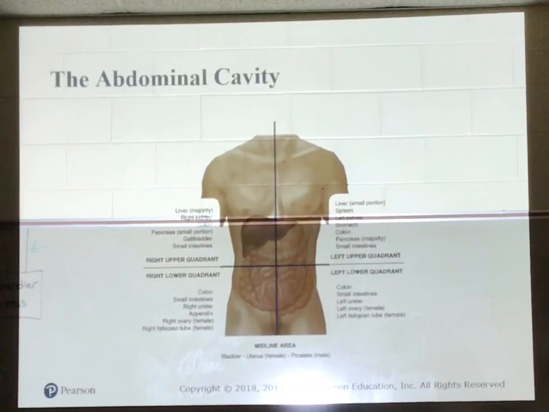The abdomen may be referred to as if it were divided by horizontal and vertical lines drawn through the umbilicus or the navel. You have four parts. All right, it's the right upper quadrant, right lower quadrant, left upper quadrant, and left lower quadrant.